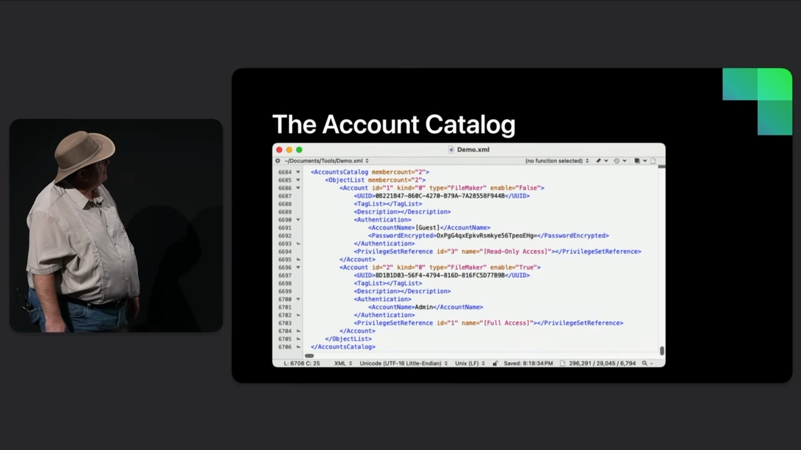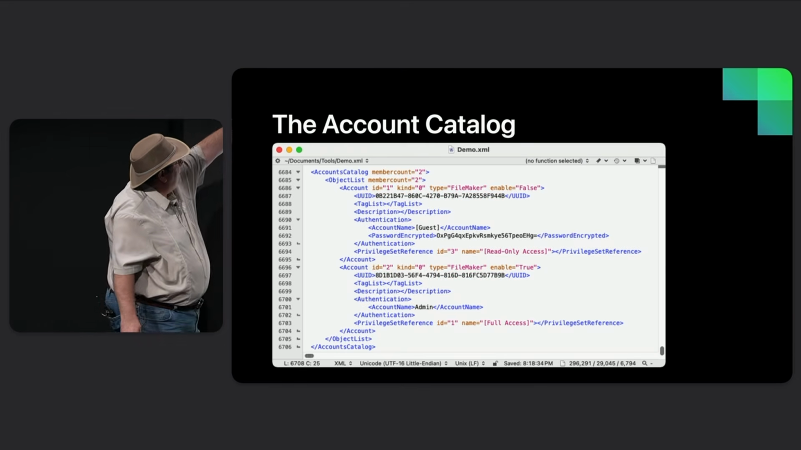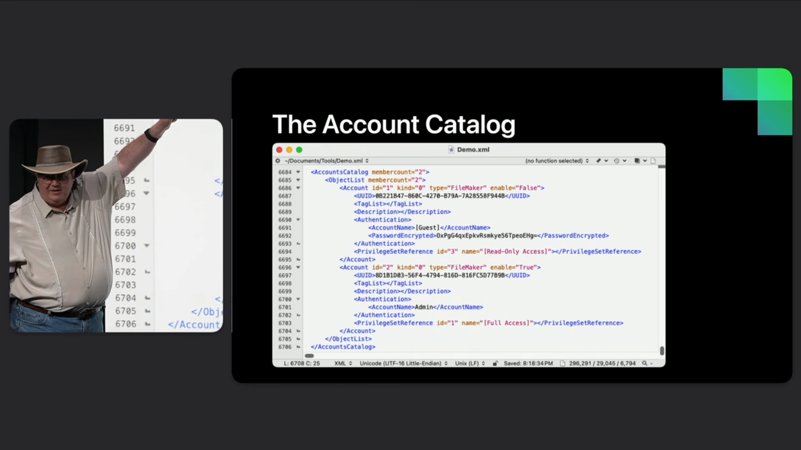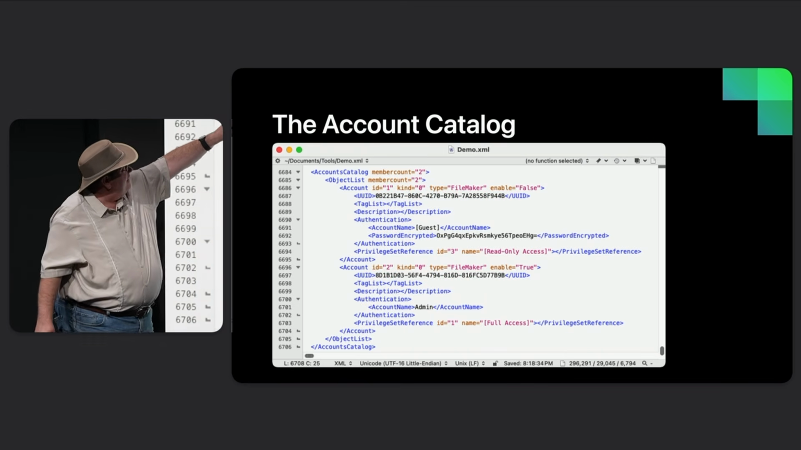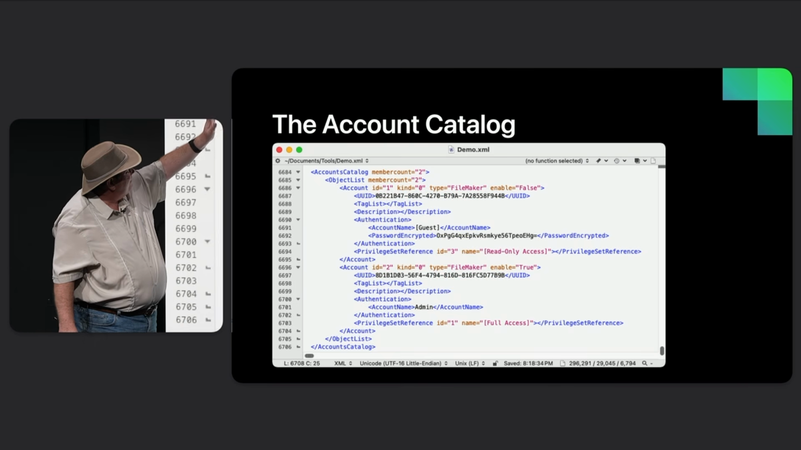Now we start getting into the XML. When you do save as XML and look at the accounts catalog, that's why you see catalog here and all the XML representations. It tells you that there's two members. There's this object list thing, which I want to get rid of, but I'll talk a little bit about that later.